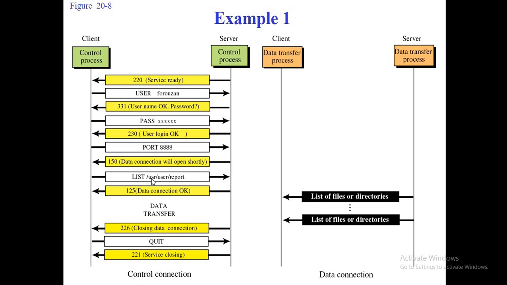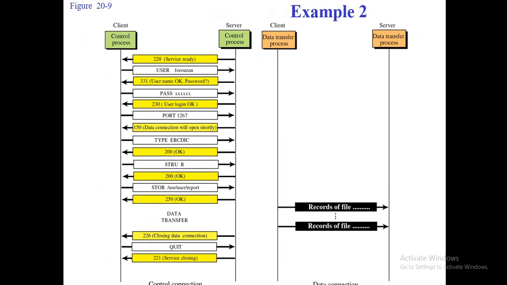Now the client may say list. That means the server will list the files that are present in this path. This is the response saying 125 data connection okay, then data transfer. Since the command is list, the server will send all the directories and subdirectories that are present in this path. That is the data transfer, so it gets displayed in the client. Finally, when the client says quit, it says 221 service closing. So the connection is closed at this point.